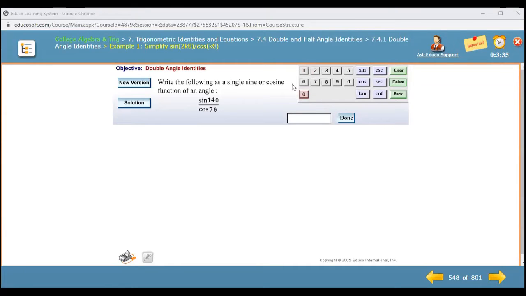All right, now this question says sine 14 theta. Now please be very careful. I'm just writing that double angle identity over here. The double angle identity says sine 2 theta equals 2 sine theta cosine theta.